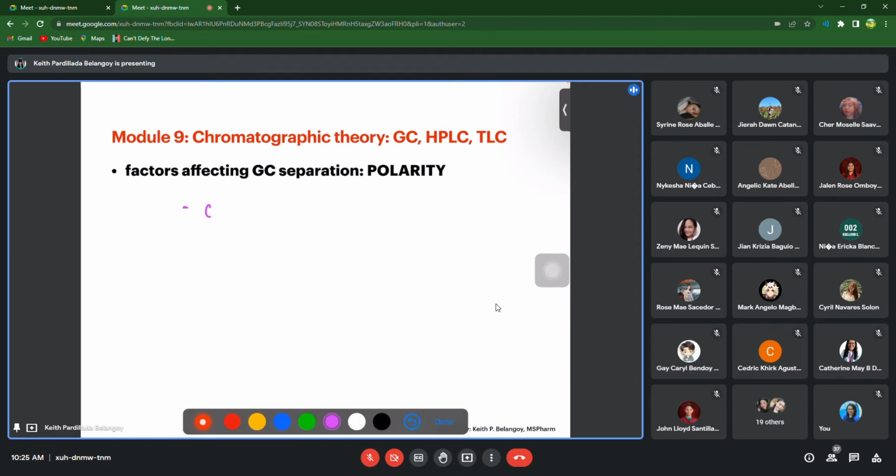Polarity, you talk about charges. Very good. Because polarity is not only that. It also talks about charges as being positive and the negative ends of your charges.